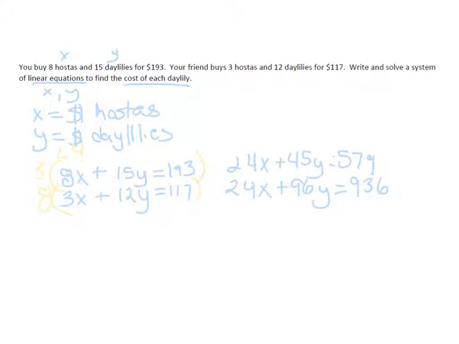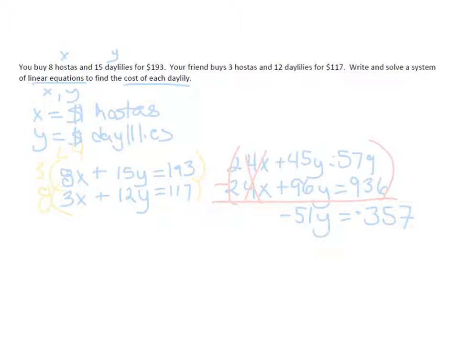So now looking at 24 and 24, how do you get them to cancel? Do you add them or do you subtract them? In this case, you're going to want to subtract. 24 minus 24 gives us 0. So what's 45 minus 96? You get negative 51y equals negative 357.